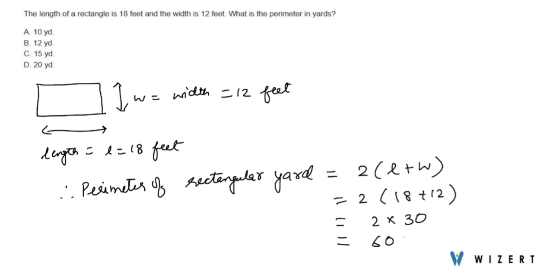So 60 feet is the perimeter. The unit is feet here. 60 feet is our perimeter, but we have to find the perimeter in yards. So let us convert this feet into yards.